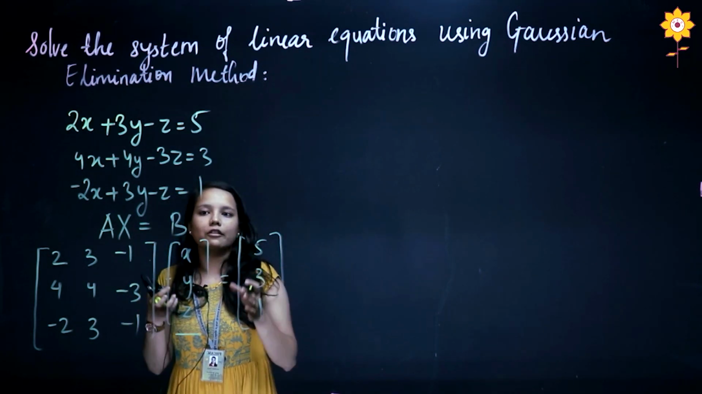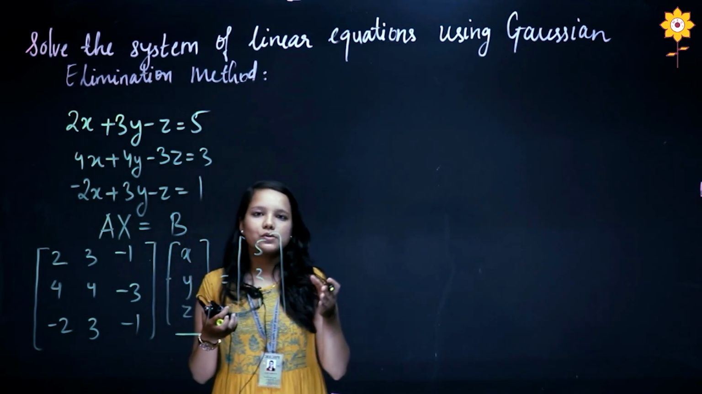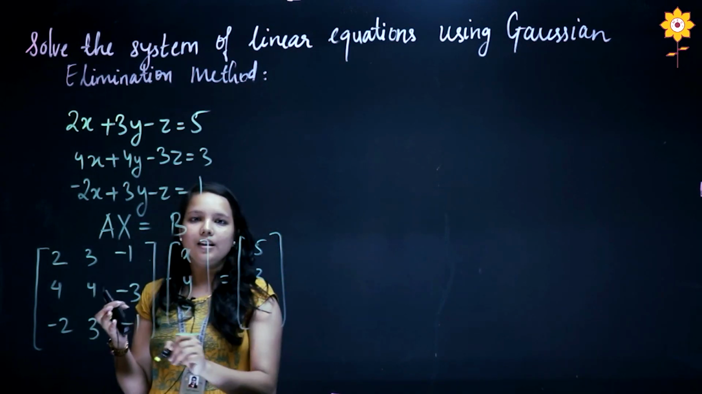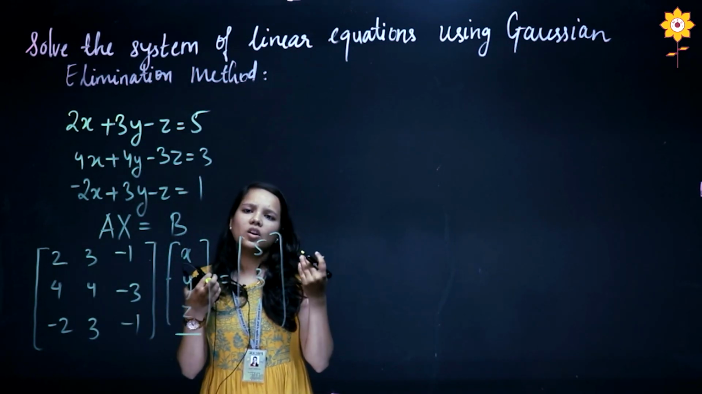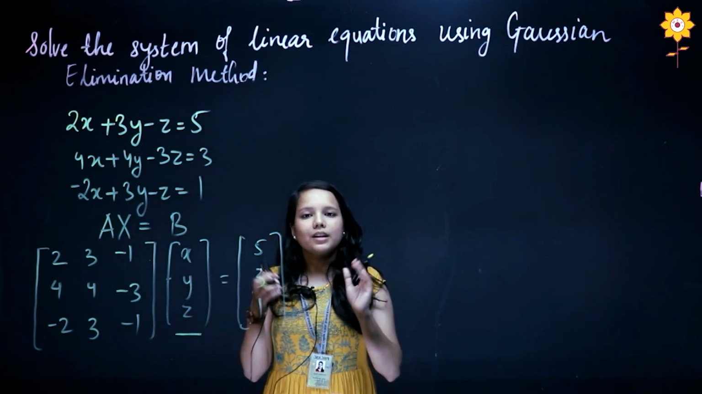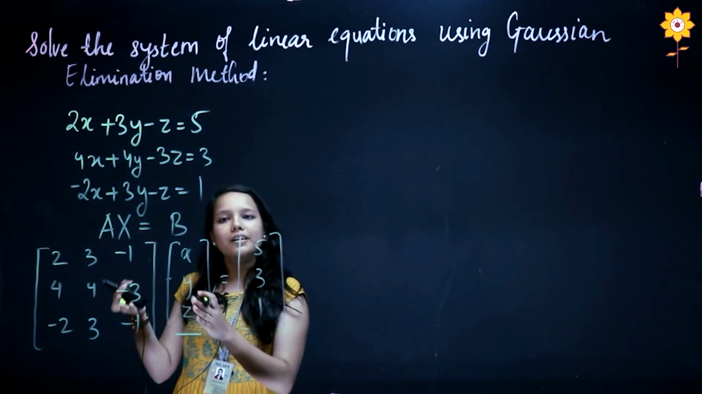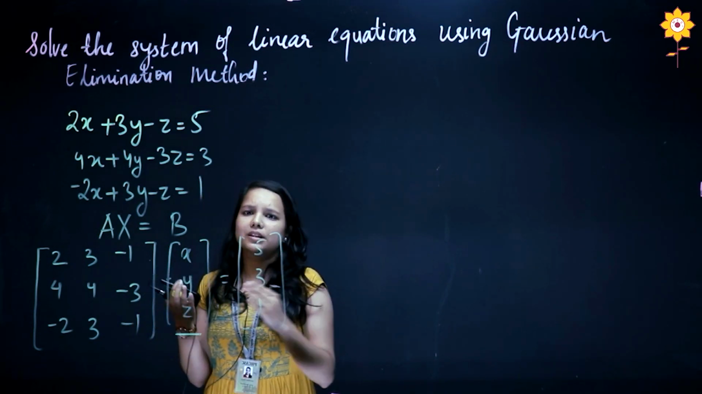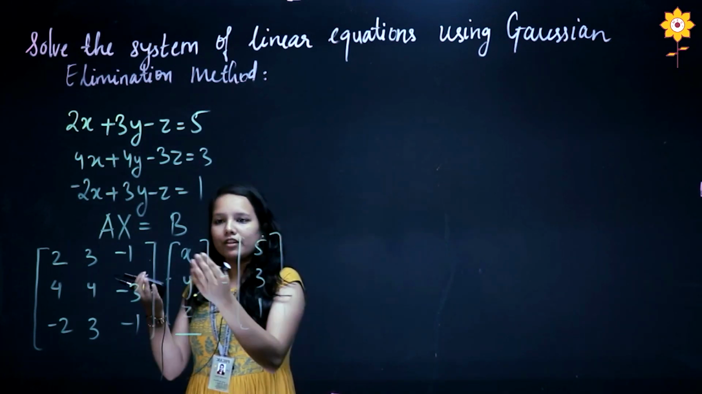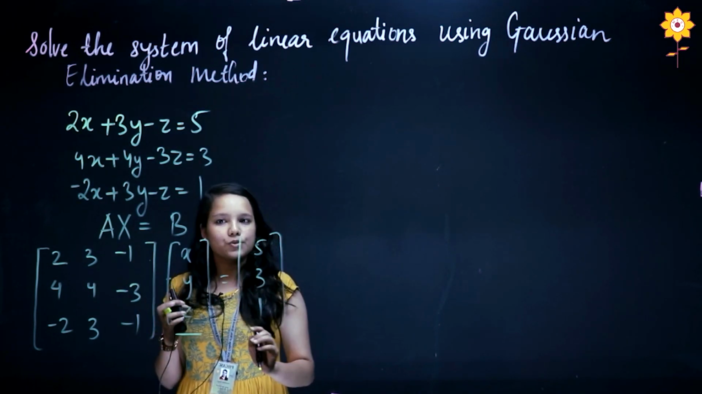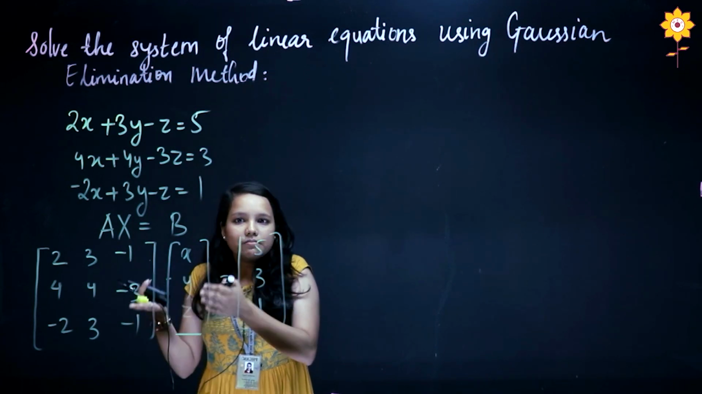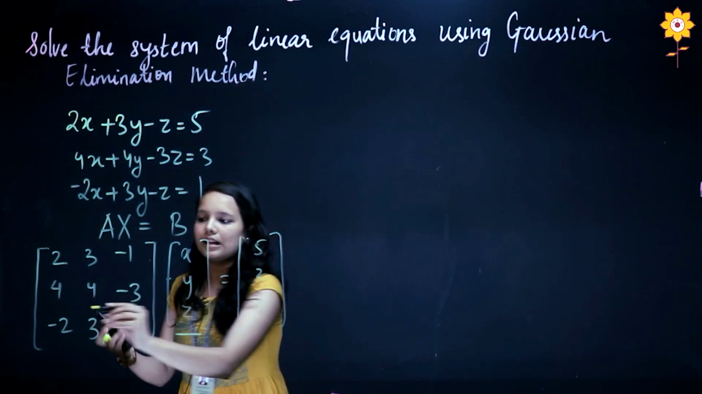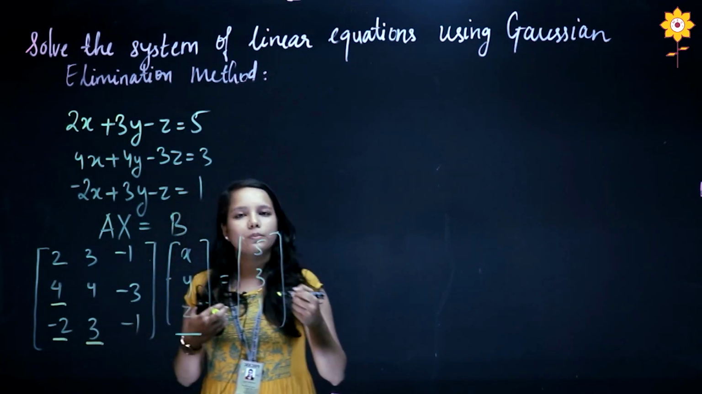Now we have to solve this to get the values of x, y and z. For that, we are going to convert matrix A into an upper triangular or a lower triangular matrix, but I prefer the upper triangular matrix. In an upper triangular matrix, all the elements below the diagonal are 0. In that form it is very easy to find the values of x, y and z. So to make A an upper triangular matrix, we have to eliminate the elements 4, -2 and 0, that is, make them 0.